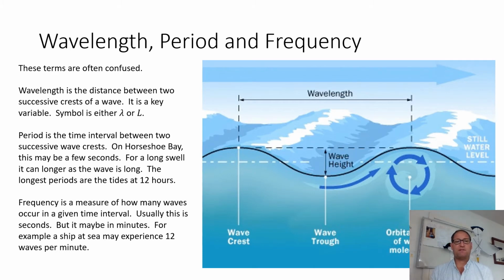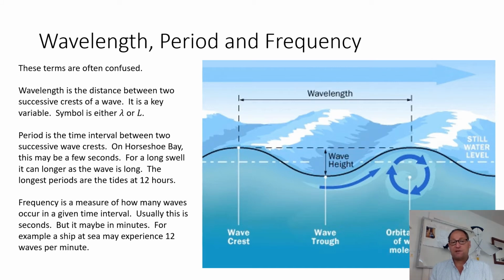The period is the time interval between two successive waves. So this might only be a few seconds, or it could be almost up to a minute. In terms of the longest period of waves, with tides, it could be 12 hours. So if you're swimming off Horseshoe Bay, as you go up on the top of a wave, you start a stop clock, and then you went back down, and then you went back up again and stopped the stop clock. That time interval is a period. Okay? It's a repetitive time interval.